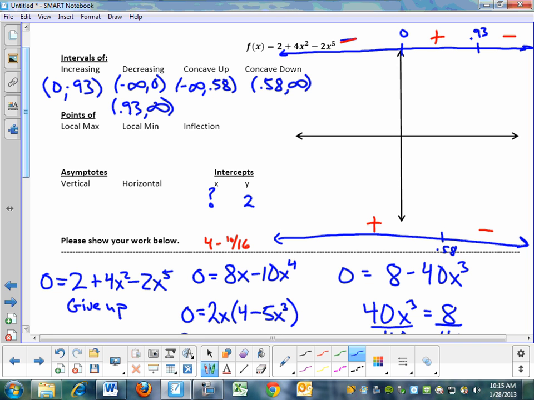We're now ready to determine our local max and local mins and inflection points. So where the first derivative is equal to 0 is where I might have a local max or local min, okay? So I'm going to check the 0 spot. Am I concave up or concave down at 0? Up. So therefore, does it have to be a local max or local min? Local max. If I'm concave up, I have a local max. So I will have a local max at 0, some y value.